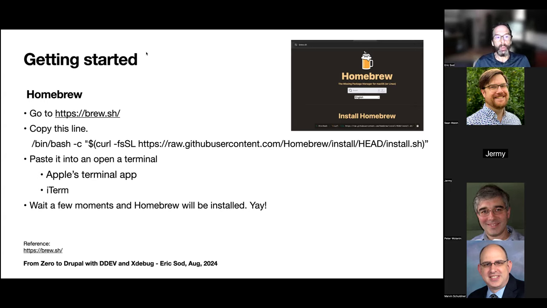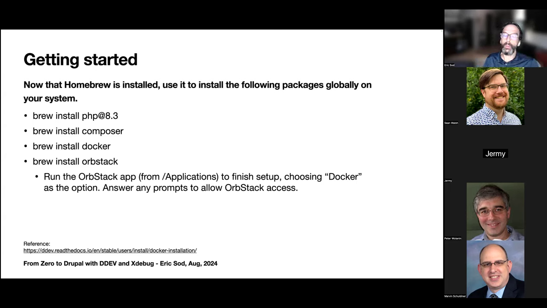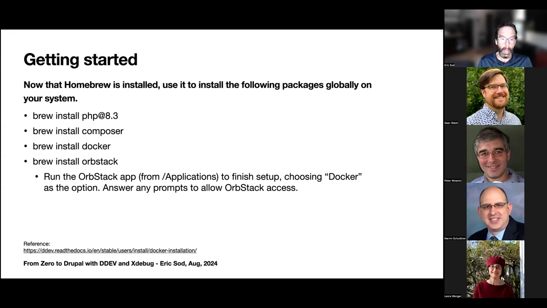Just go over to the Brew site. Copy one quick line off of them, drop that line into a terminal, wait a few moments, and Homebrew will be installed. Hooray. Now that Homebrew is installed, use it to install the following packages globally on your system: brew install PHP, brew install Composer, brew install Docker, brew install OrbStack, which I will speak on quickly in a moment. Just want to finish the instructions here. Run the OrbStack app from applications to finish setup, choosing Docker as an option. Answer any prompts to allow OrbStack access.